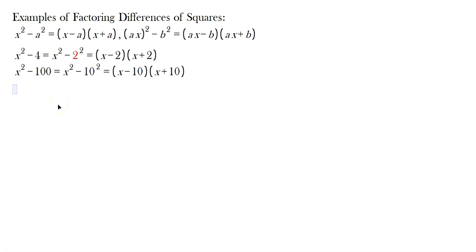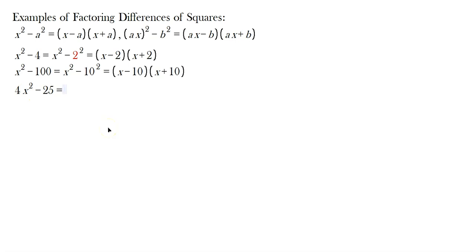Alright, next one. Now imagine it's a little bit different. Imagine it says 4x squared and then minus 25. First of all, you should always begin by looking at the GCF, the greatest common factor. Well, 4 and 25 don't have any GCF because 4 is 2 times 2 and 25 is 5 times 5. So no GCF. There's also an x only here, but not in this one.